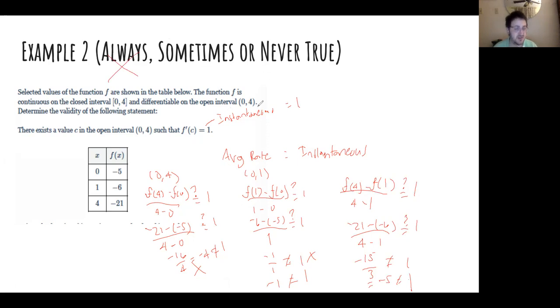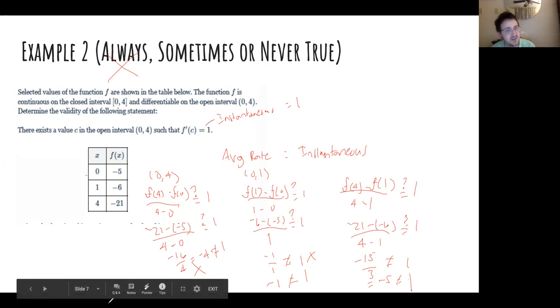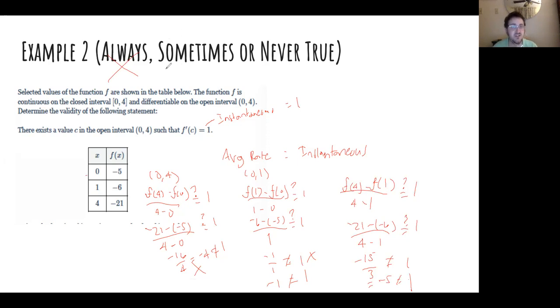However, it is entirely in the realm of possibility that it could happen. What we are kind of seeing here is that our slopes are going down, but there's no language about it constantly decreasing in slope. So we could have a situation where maybe it goes up when x equals 2 or x equals 3. So it's not entirely eliminated. So we would just say sometimes true.